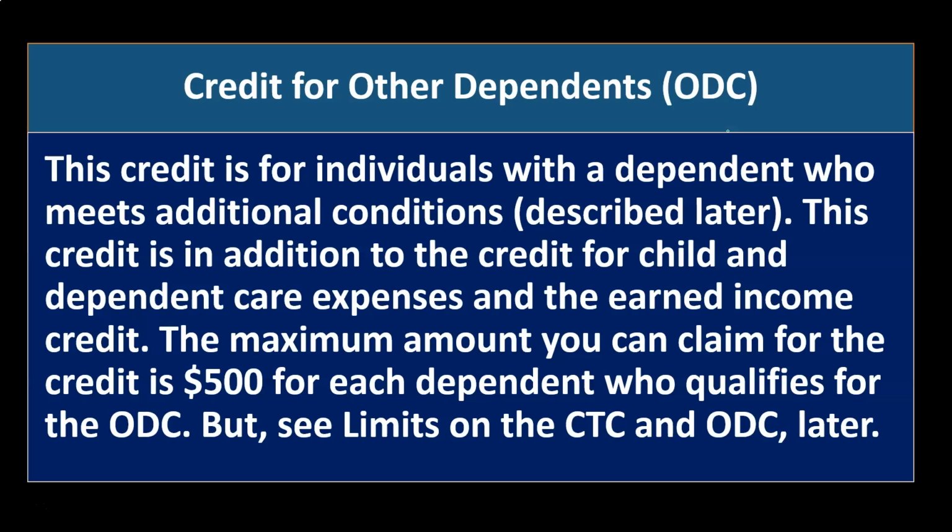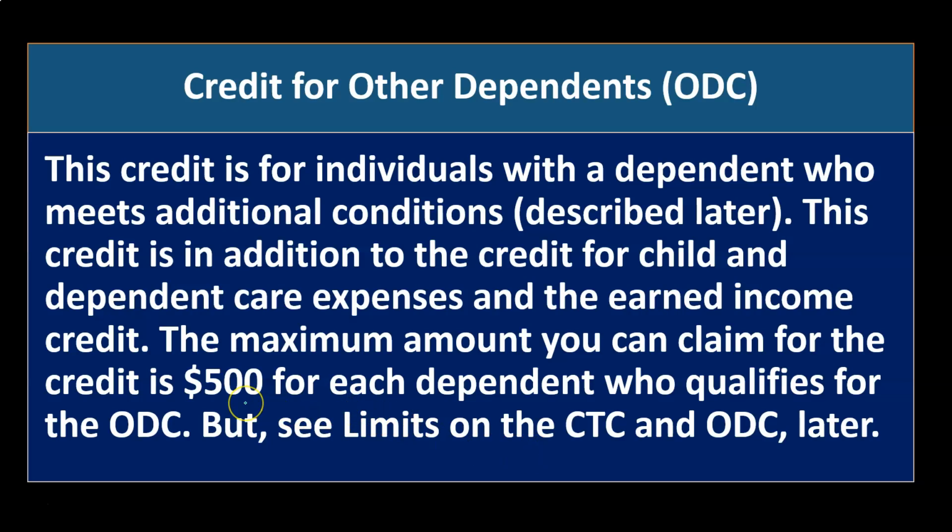So credit for other dependents, or other dependents credit. This credit is for individuals with a dependent who meets additional conditions described later. This credit is in addition to the credit for child and dependent care expenses. So we're not talking about in addition to the child tax credit, but the child and dependent care expenses and the earned income credit. The maximum amount you can claim for the credit is $500 for each dependent who qualifies for an ODC, an other dependent credit. But see limitations to the CTC and ODC later. You could have limitations on that.